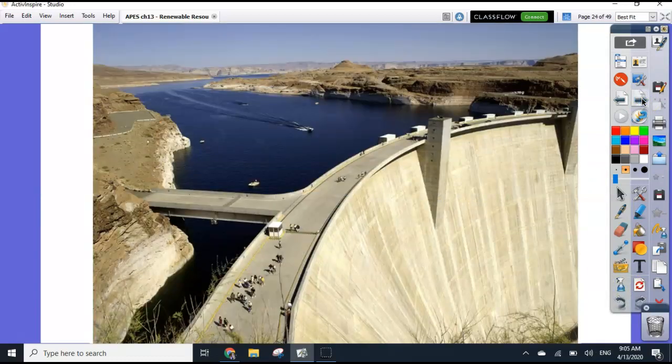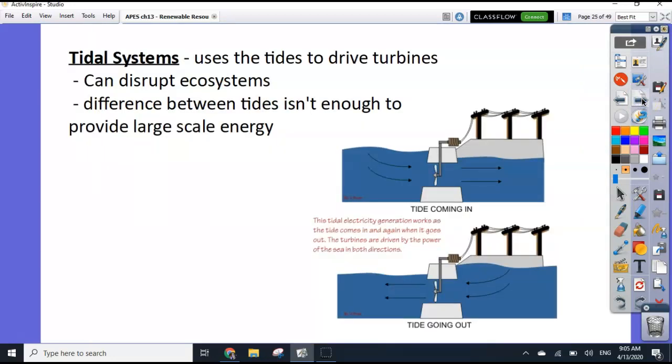Just a picture of a dam. This is the reservoir behind it, right? All right, we also have, for hydroelectric, we can use tidal systems. So tidal referring to the tides. So using the tides to drive turbines, okay?